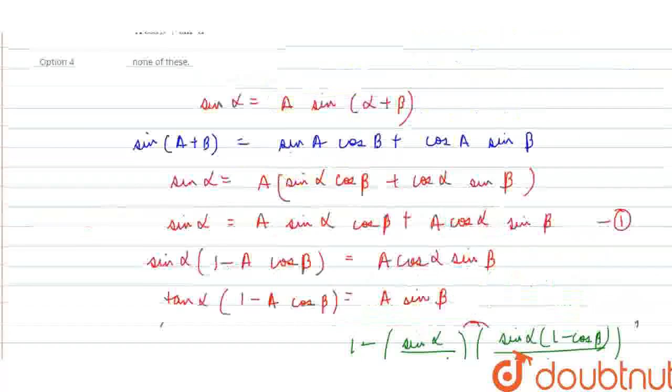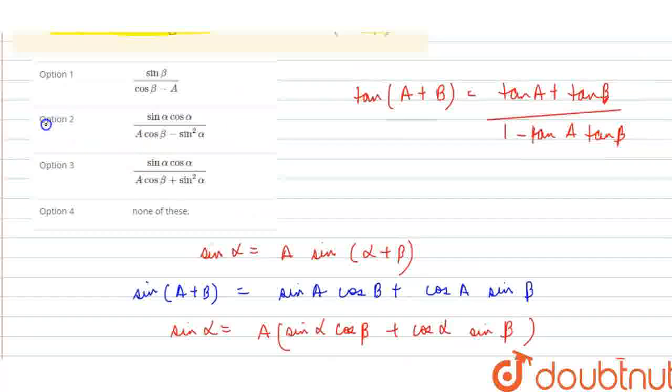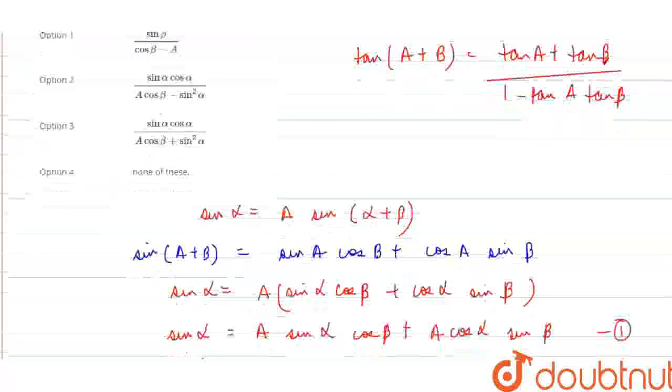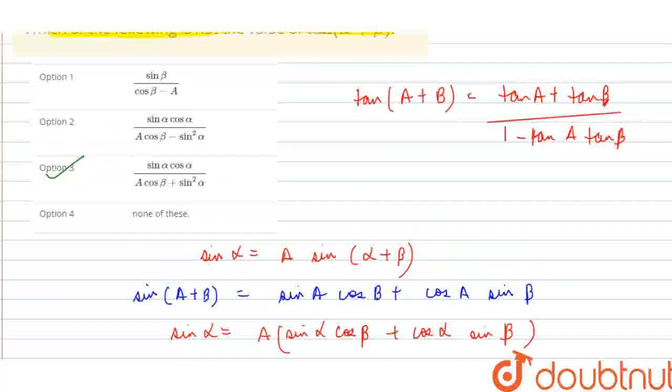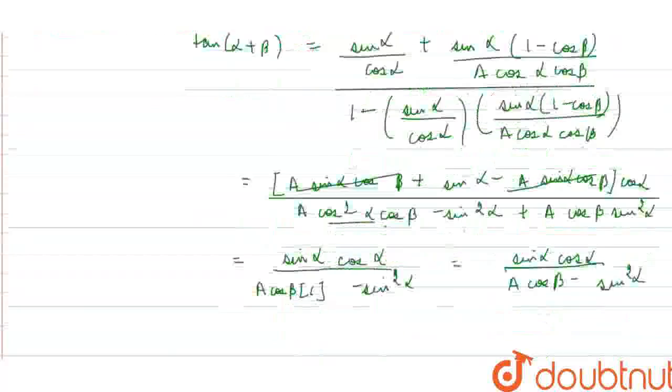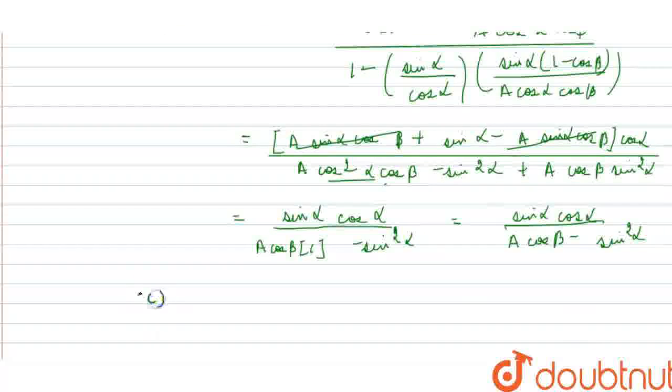Let's have a look at the options. So this is also in one of the options. It means that option 1 and option 2 are the values of tangent of alpha plus beta. Option 2 and option 3 are similar, but there is a difference in this sign. So this cannot be possible. Therefore, which is not the value of tan alpha plus beta? I'm writing down option C. Therefore, option C is the correct option. I hope this explanation is clear to you. So C is correct. Thank you.